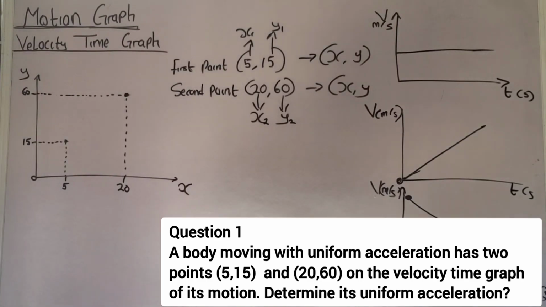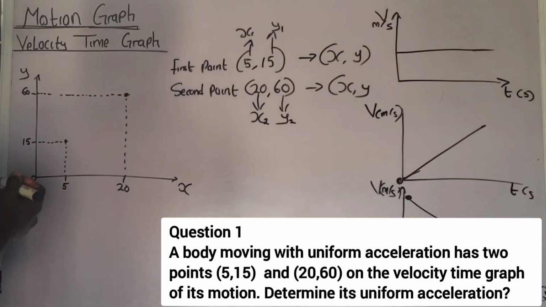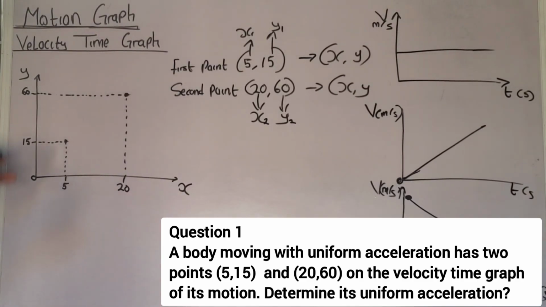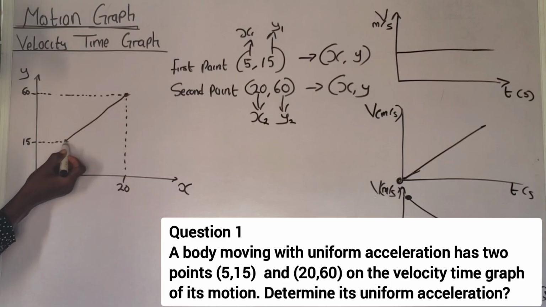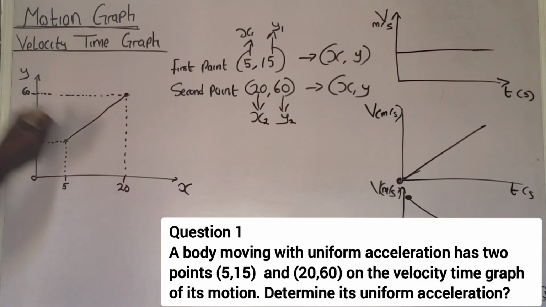Now we are asked to determine the acceleration. The uniform acceleration on a velocity time graph is the slope. Don't forget, in our previous class, I told you slope is associated with division. So the uniform acceleration of a velocity time graph having 2 points is the slope. Now, let's draw the line for the slope. The line is here.